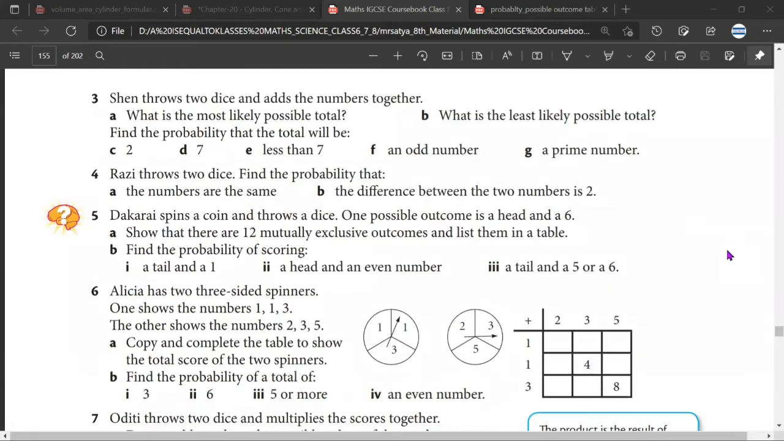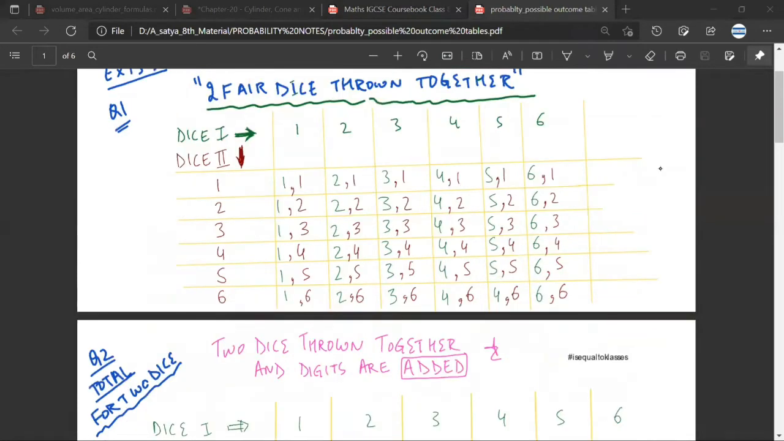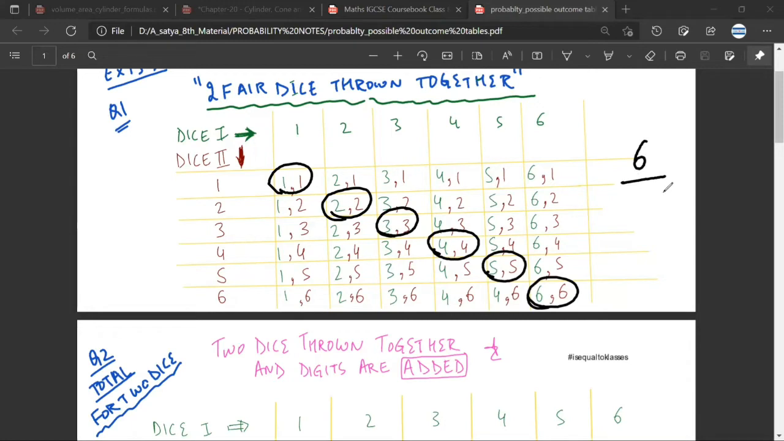Then if you look at the next question, Razi throws two dice again, the same table has to be referred. Two dice, find the probability that the numbers are same. And the second is the difference between the two numbers is 2. So, now when we refer to our table, what he wants is, again two dice are being thrown, find the probability that the numbers are same. Now the numbers are same in 6 instances. Have you understood? Yes, sir. So in 6 instances the numbers are the same. And the total number of options which are available are 36. Any doubt?